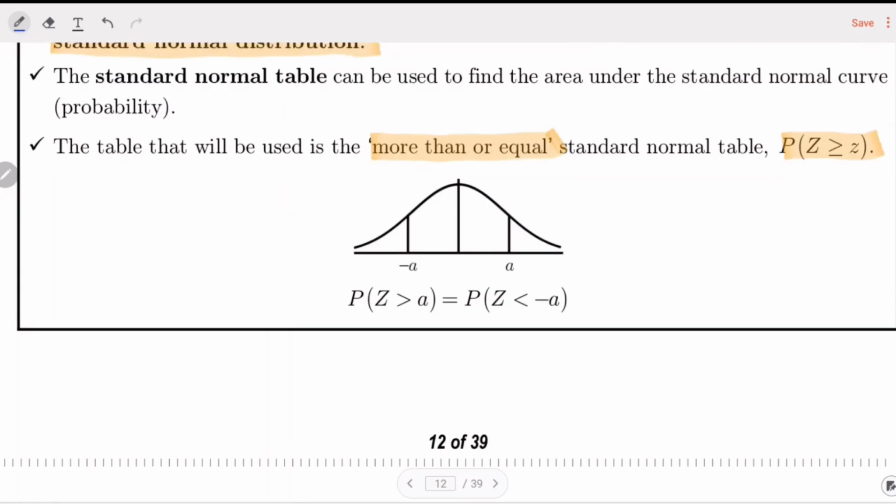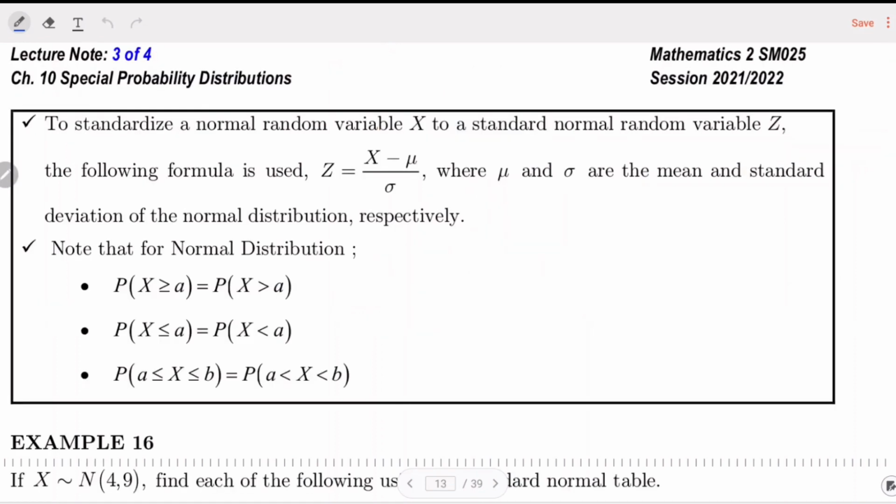It is important to know that probability of Z greater than a, the shaded region looks like this, is actually equal to the shaded region for probability Z less than negative a, which is like this. In order to standardize a normal random variable X to a standard normal random variable Z, we are going to use this formula: Z equals X minus mu, which is the mean, and then divide by sigma, the standard deviation.